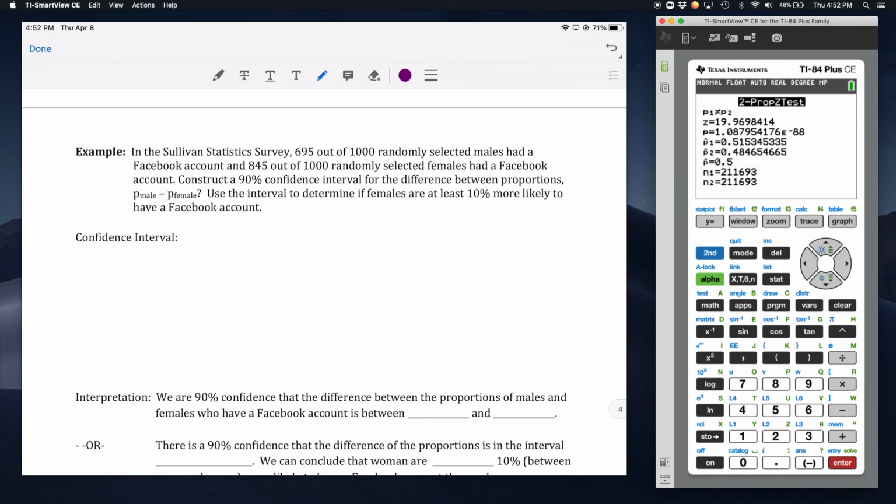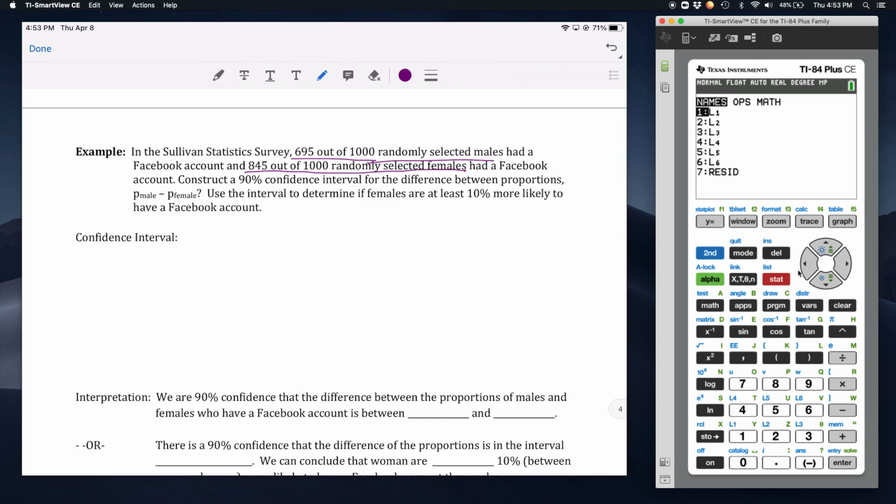In the Sullivan Statistics Survey, 695 out of 1,000 randomly selected males had a Facebook account, and 845 out of 1,000 randomly selected females had a Facebook account. Construct a 90% confidence interval. So notice, hey, we got the simple random sample. We could check that condition about n times p times 1 minus p is greater than or equal to 10. And we could say here as well that the 1,000 people is probably less than 5% of the population. Okay. So now let's go ahead and take a look.